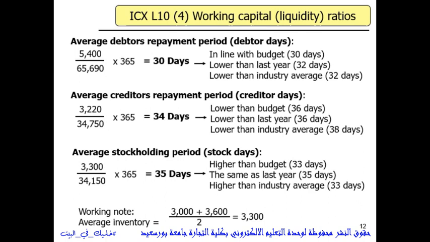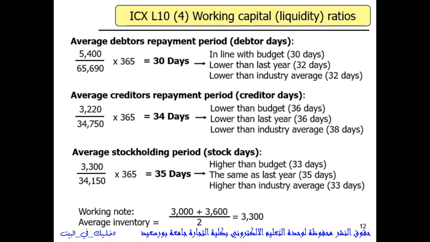So let's make a quick revision of the ratios we have in this chapter. We start with the profitability ratios. There are two ratios: the gross profit margin and the net profit margin. The gross profit margin is equal to gross profit divided by sales multiplied by 100. And the net profit margin is equal to net profit divided by sales multiplied by 100. Then we move to return on capital employed. How to calculate the return on capital employed? It's equal to net profit divided by closing capital plus long-term debt multiplied by 100.